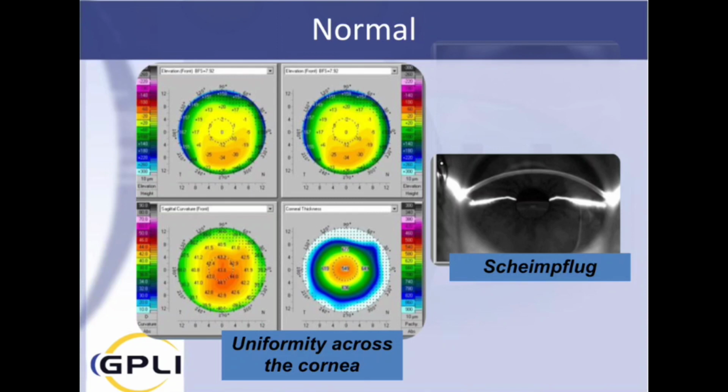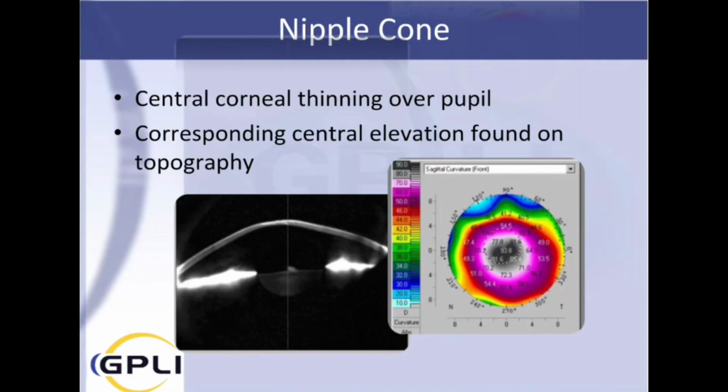Other images that these topographers produce include elevation of both the front and the back surface of the cornea, sagittal curvature, otherwise known as K readings, and corneal thickness. Scheimpflug imagery will give a corneal cross-section from angle to angle, will show the iris detail, the pupil, and lens.